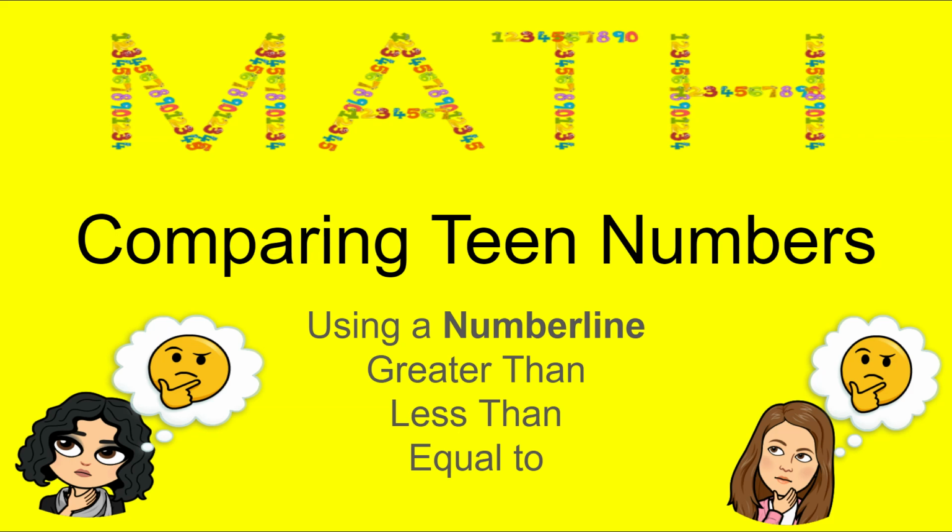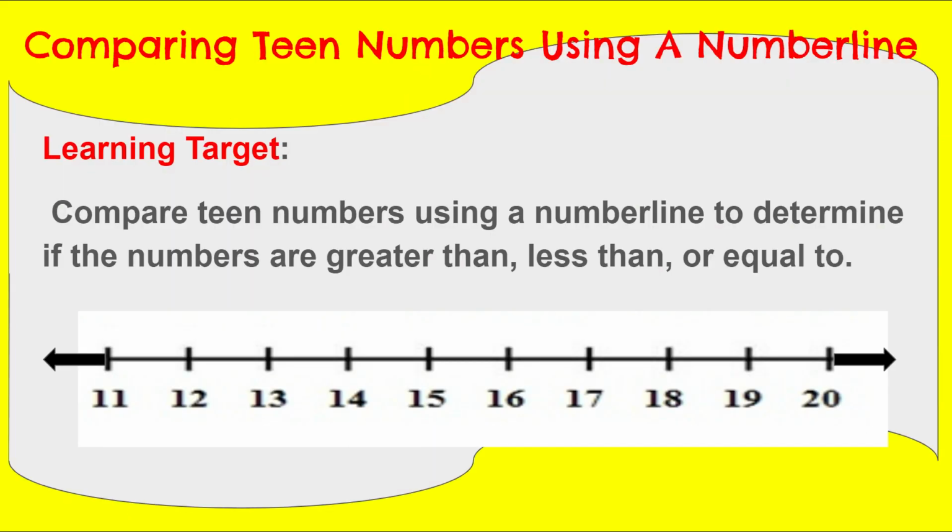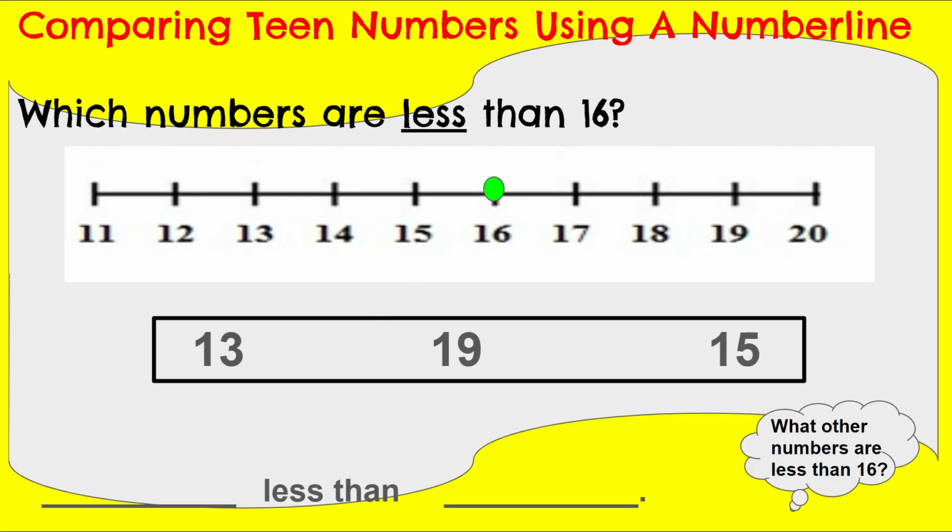And then we have equal to. We put one hand on top of the other to make an equal sign and we say equal means the same. Say it with me. Equal means the same. So we're going to make sure that we're using those vocabulary words while we are comparing teen numbers using our number line. So our learning target is to compare teen numbers using a number line to determine if the numbers are greater than, less than, or equal to.